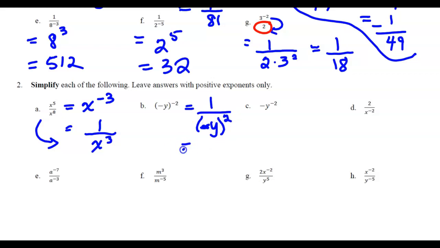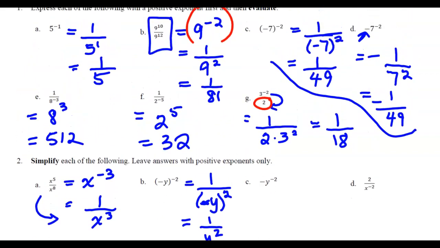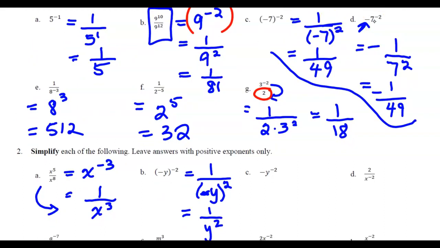Okay, you flip the base along with the negative in the brackets. When you square a negative, you get a positive. The negative in the next one stays up top. You don't put it in brackets. I'll do that over here. So it's very similar to these two questions here, right? Except it's got y instead. So this will be negative 1 over y squared, just like the one above, negative 1 over 7 squared.